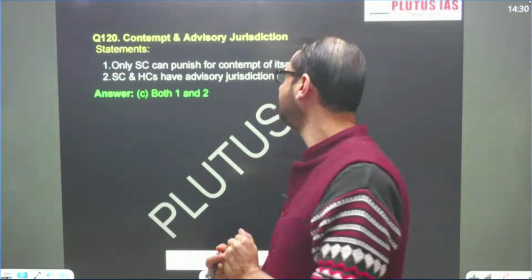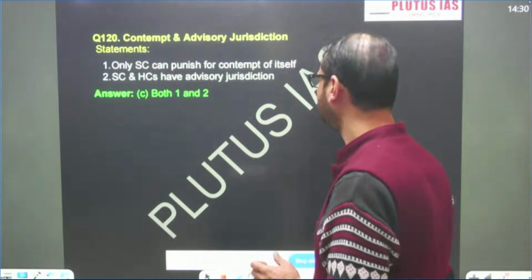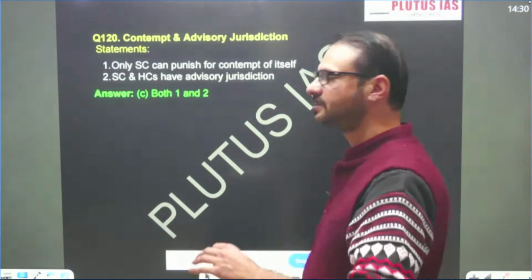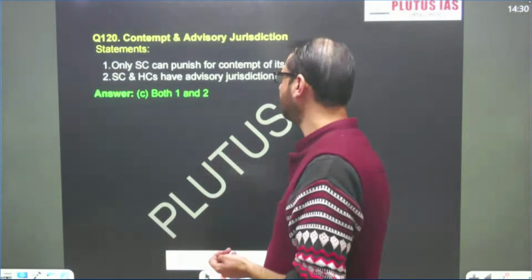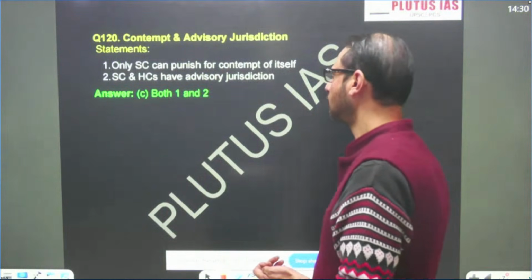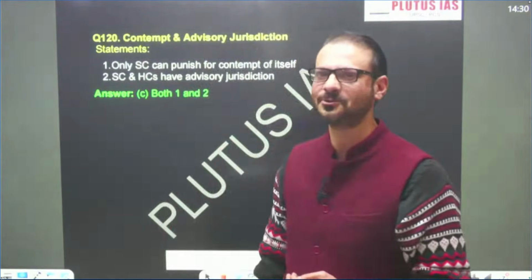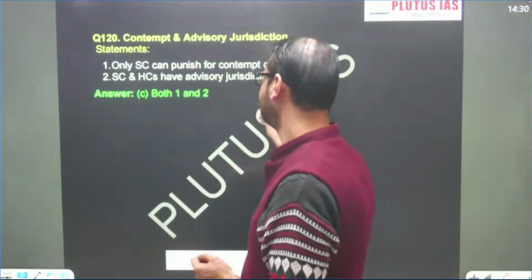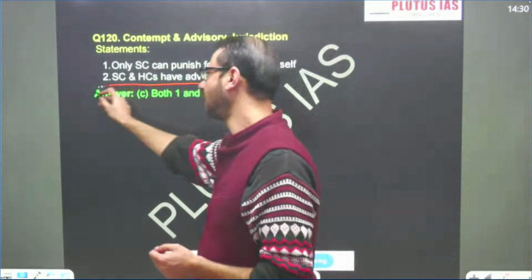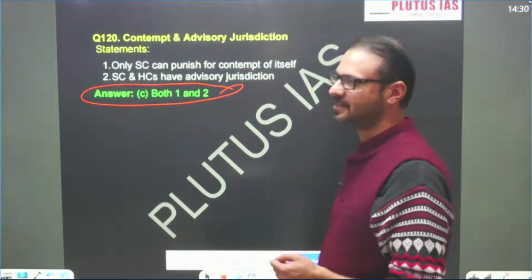Contempt and advisory jurisdiction. Supreme Court can punish for contempt of itself. The next statement, Supreme Courts and High Courts have advisory jurisdiction. So yes, this is the basics of polity. Any student who has studied even a little seriously knows that both 1 and 2 are correct. So option C in this case is the right answer.